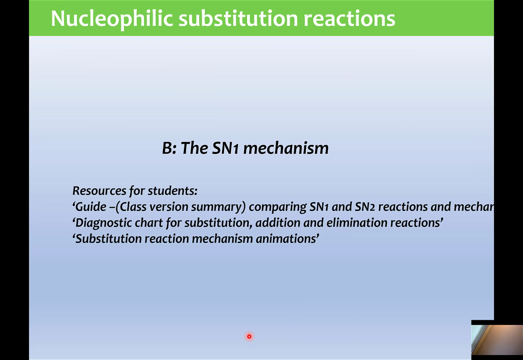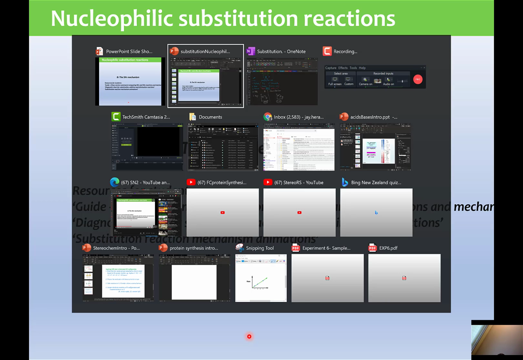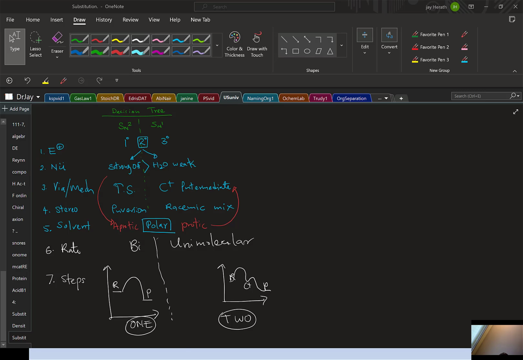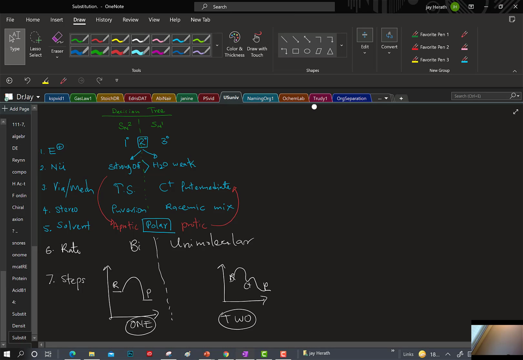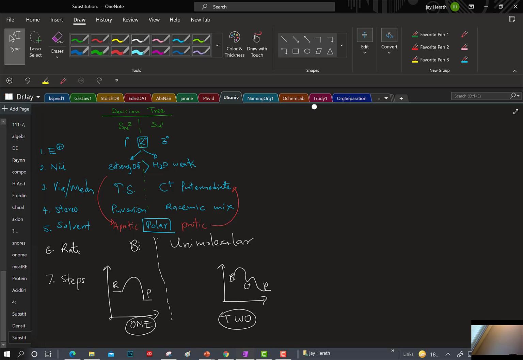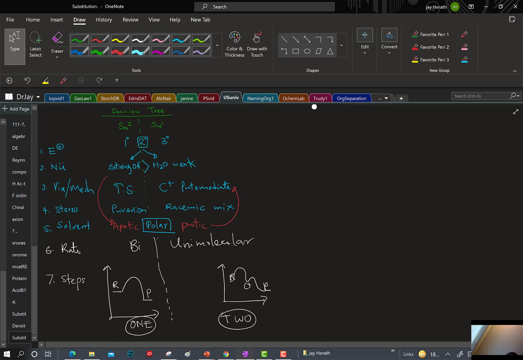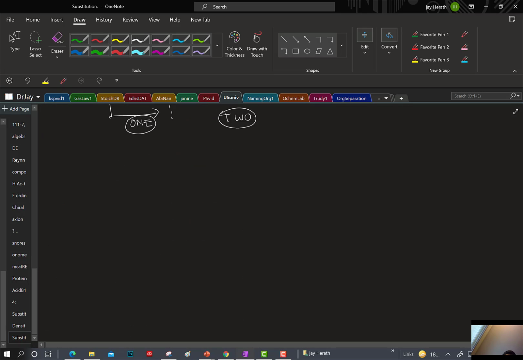Now we're going to go to the SN1 next, so we stop this one here and move on to the writing pad. Let me draw on the screen here.